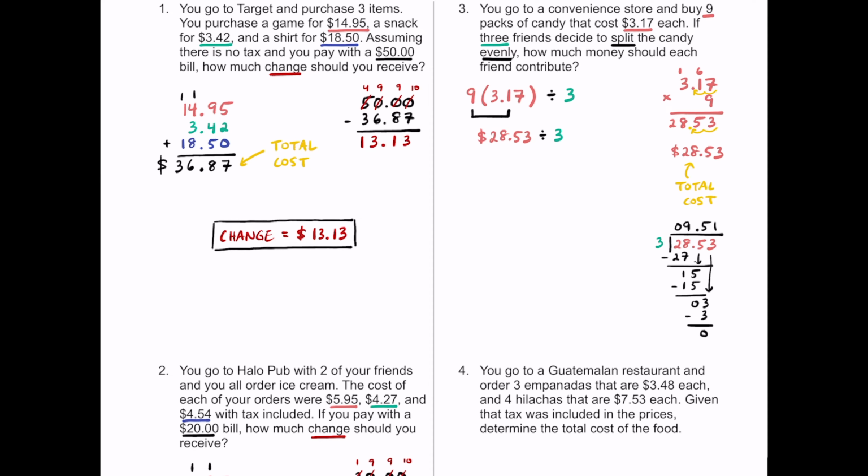Okay, so if the total cost of the candy was $28.53 and you split it 3 ways, then this final answer is going to be $9.51. So this is per person, right? So when it says how much money should each friend contribute, they should contribute $9.51 each. All right, so I'm just going to go ahead and write it just like this. This is how much each of them should contribute if they wanted to split it fairly.